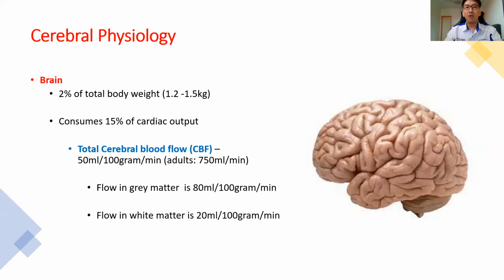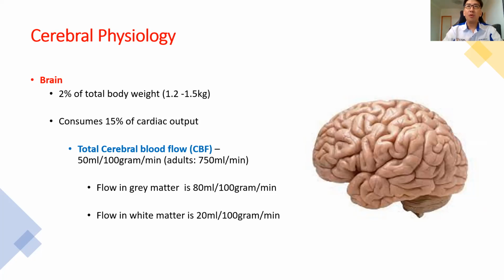Okay, so without further ado, I'm going to talk about brain physiology. Our brain weighs about 1.2 to 1.5 kilograms and is about 2% of our total body weight. Not surprisingly, because of its active neuronal activities, it consumes about 15% of our cardiac output and 20% of the oxygen consumption as well.